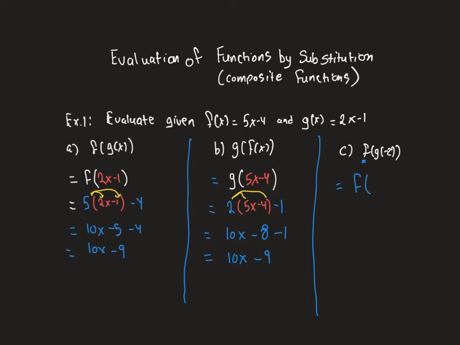So g of x, first of all, is 2x minus 1. So you're going to have the 2, but instead of the x, you're going to have the negative 2. All right, and minus 1. Close up my bracket. Now, before you actually substitute into the f, I would actually simplify this. So you have f. 2 times negative 2 is negative 4. Negative 4 minus 1 is negative 5.